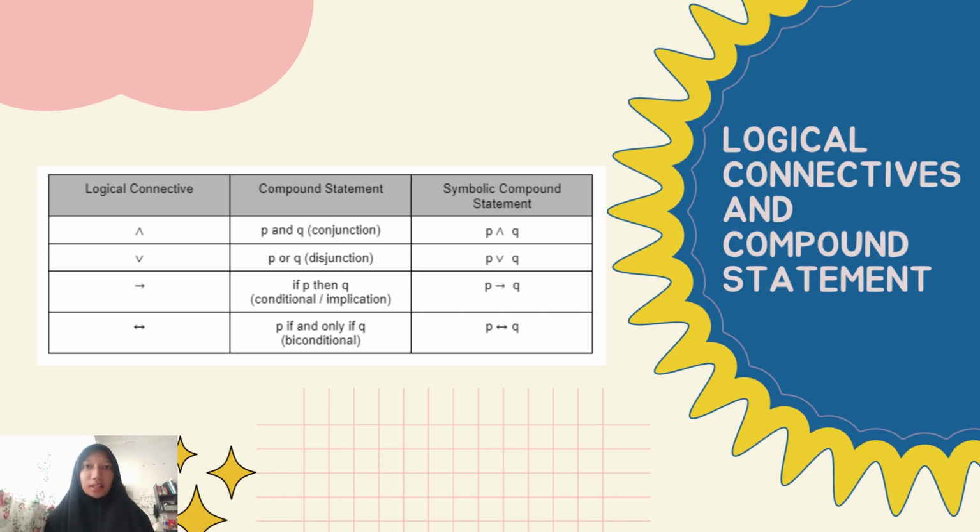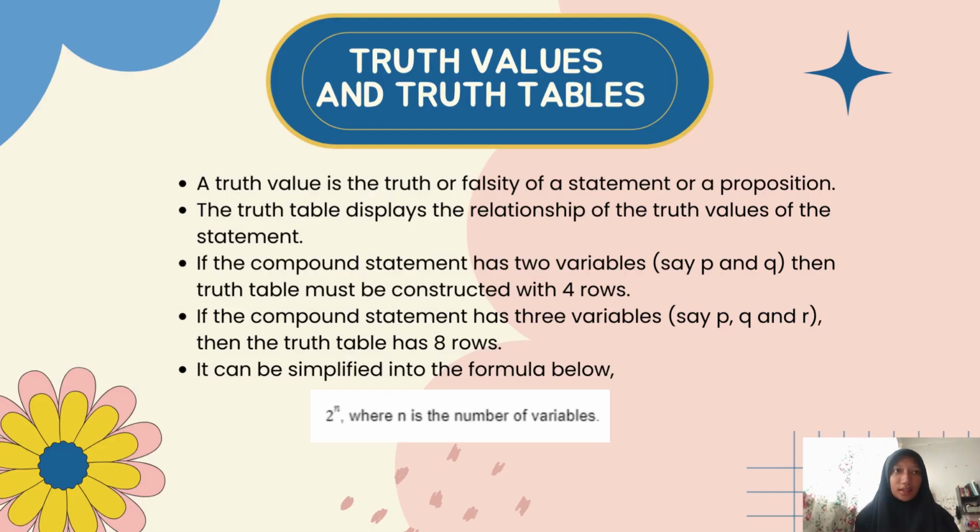As we can see, this is the table for logical connective, compound statement and symbolic compound statement. The first one is conjunction, the second one is disjunction, the third one is conditional or implication, and lastly is biconditional. Next, truth value and truth table.